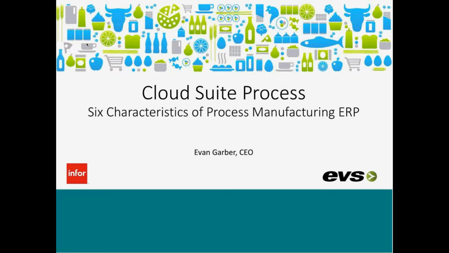The title of this presentation is the 6 characteristics of process manufacturing ERP. My goal is that you'll understand some of the things that Sightline process has that fit the specific needs of process manufacturers. As Adam said, we'll have some time at the end of the presentation, so make lists of your questions. We'll be happy to answer all of them at the end. So let's go ahead and get started.